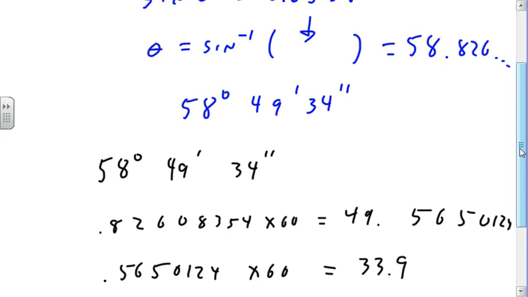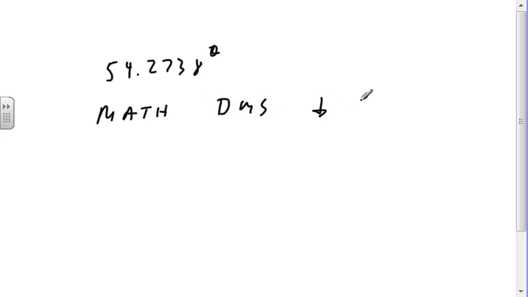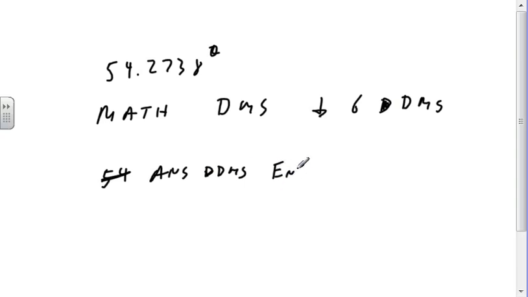Okay. So I went to my calculator, and I have a number, 54.27382 degrees, whatever it is. So I go to math. I go to degrees, minutes, seconds. I go down until I find number 6, which is a convert to degree, minute, second key. I either hit 6 or I hit enter, one or the other. And then my calculator has answer, and then convert to degrees, minutes, seconds. I hit the enter key, and it gives me degrees, minutes, seconds. Okay? Cool enough?